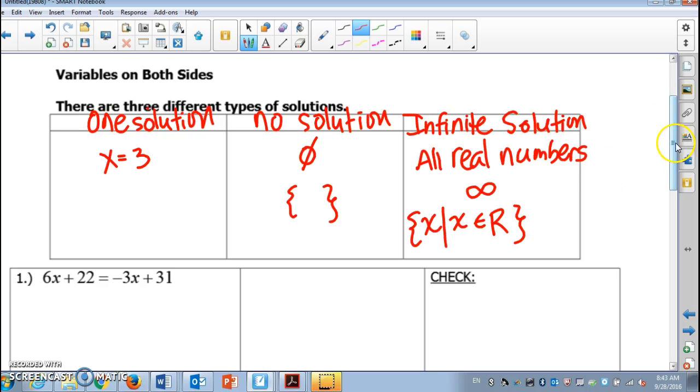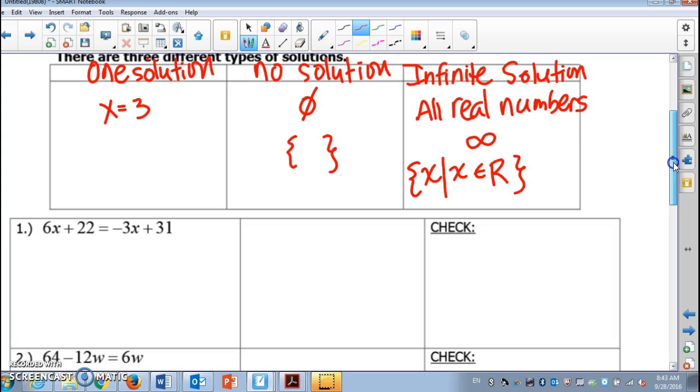Okay, so let's take a look at the first question. So remember the steps, guys. Do we have anything to distribute? Do we have anything to combine? You might say, Miss Lee, 6x and negative 3x, they are like terms. Yes, they are like terms, but are they on the same side? No. So we can't really combine those two.